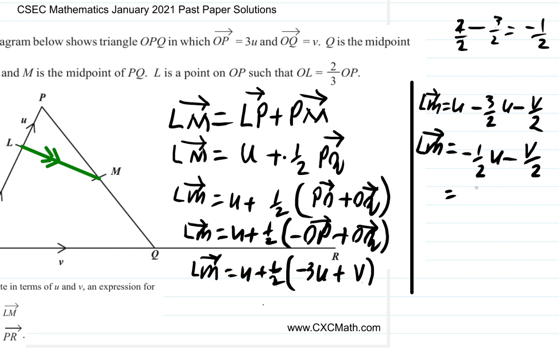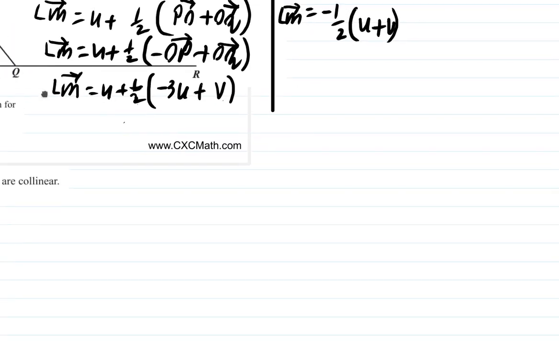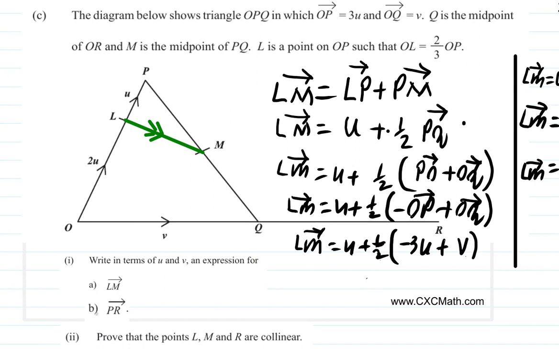You could put everything here as negative half, and then U plus V. Alright? Negative half, U plus V, or V plus U, whichever way you want to put it. Alright? That is LM. So that's what you have. Negative half, V plus U. So LM is negative half V plus U. Alright?